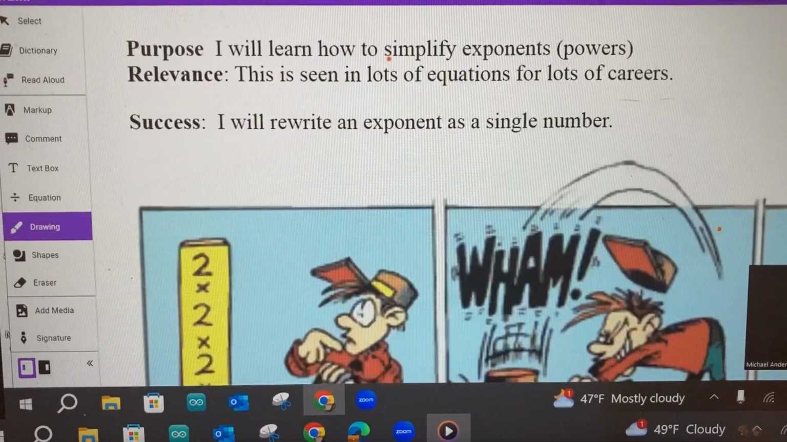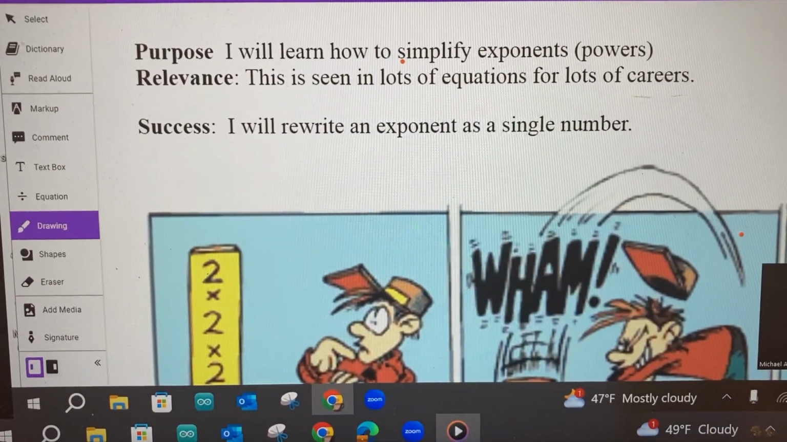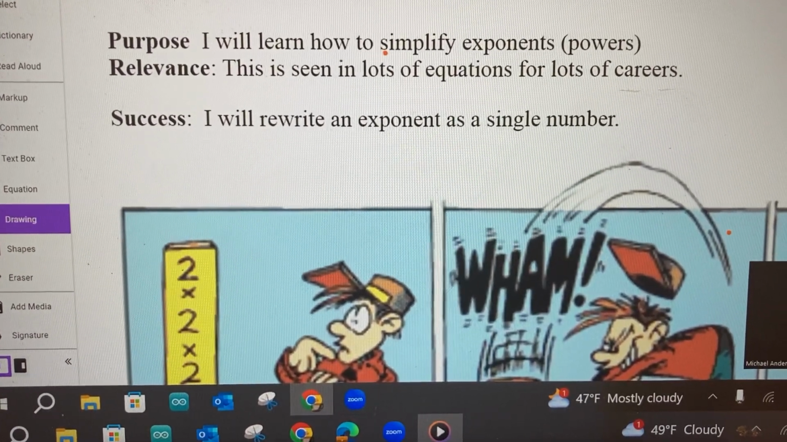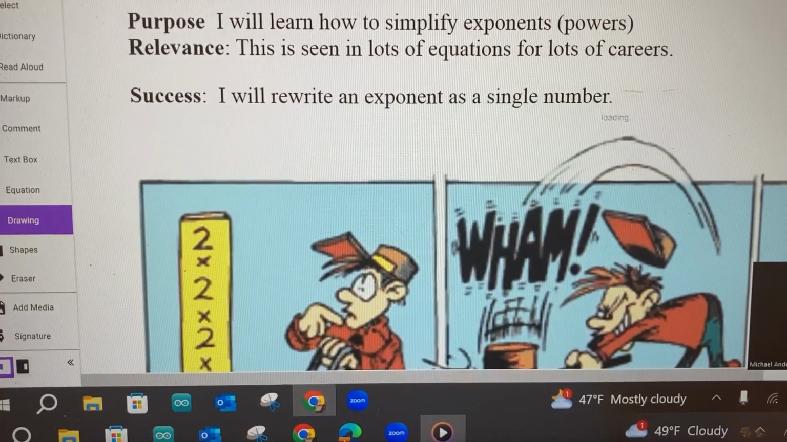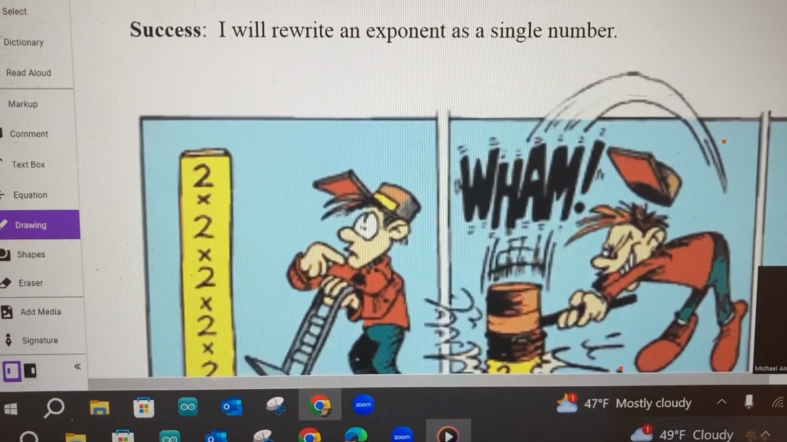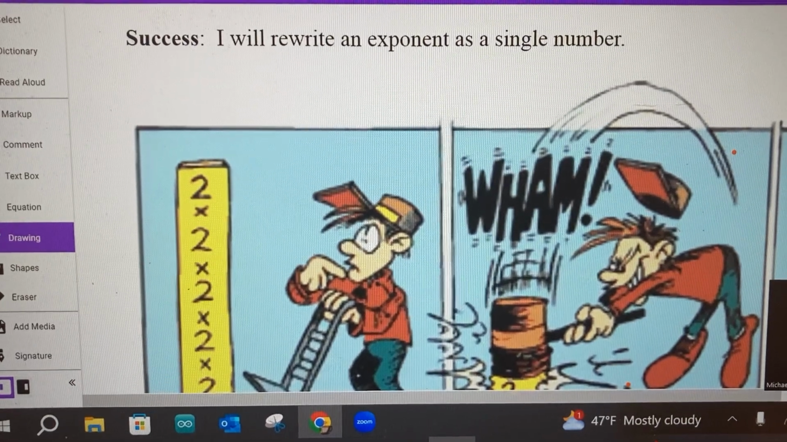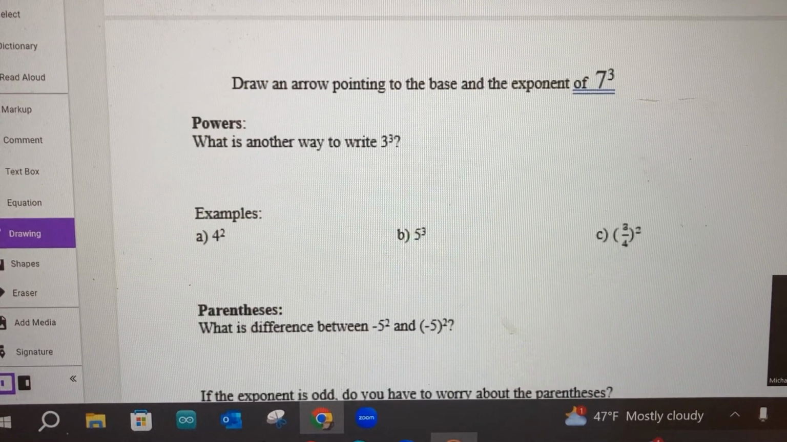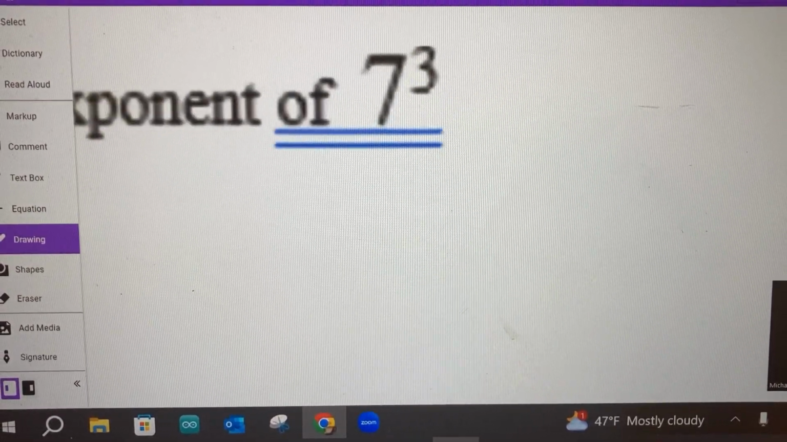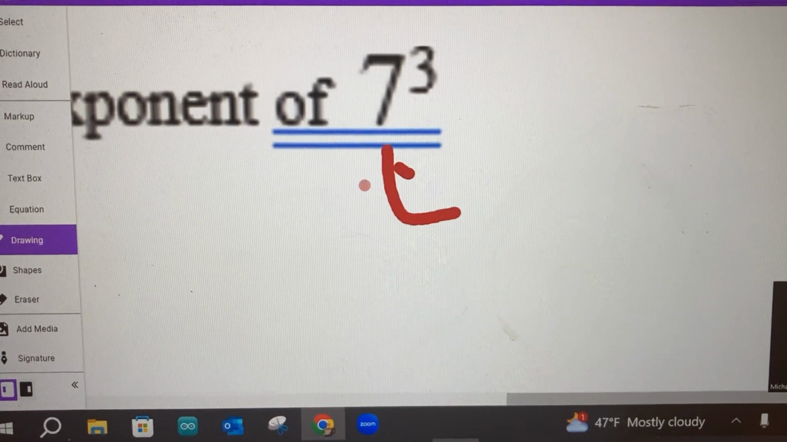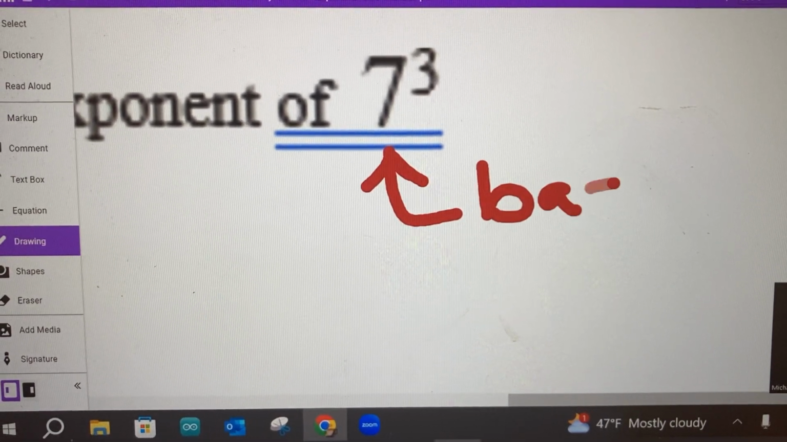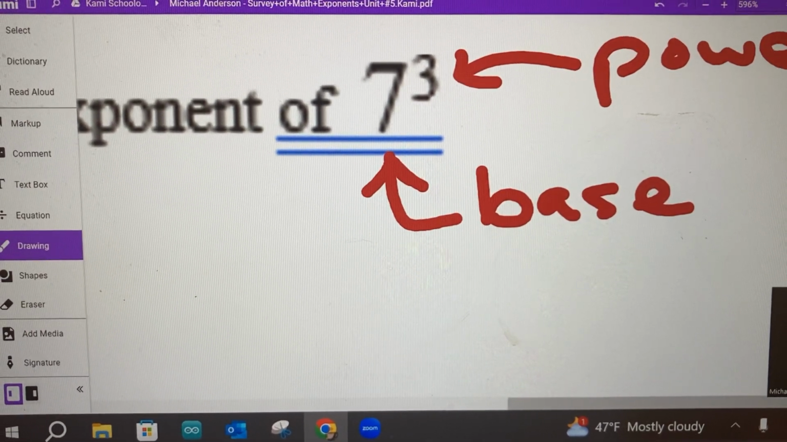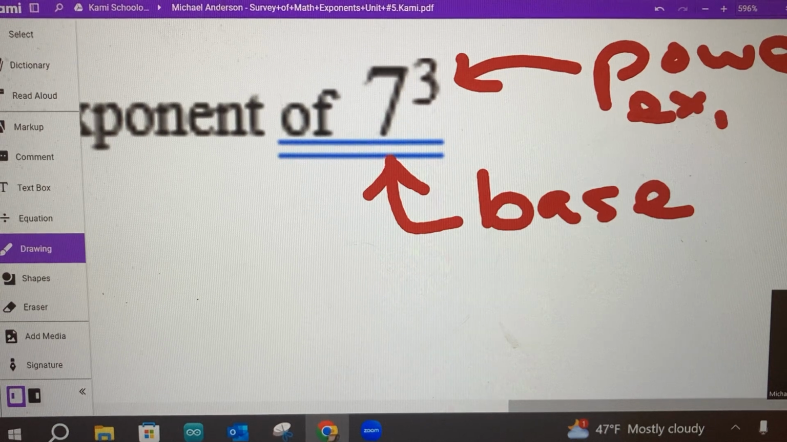So our purpose today is to learn how to simplify exponents, in other words, powers. And we see these in a lot of different kinds of equations for lots of different kinds of careers. So you'll be able to rewrite an expression with exponents as a single number. So when we see something like 7 to the third, we call the 7 the base. And then the 3, we can either call it the power, or we can call it the exponent.